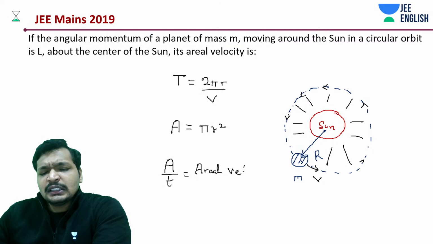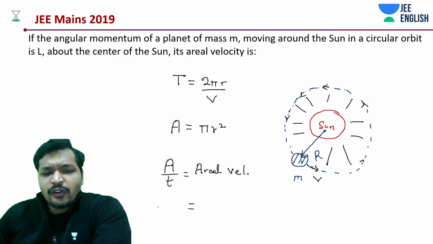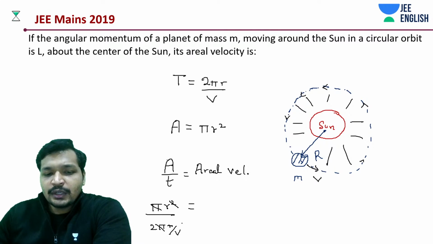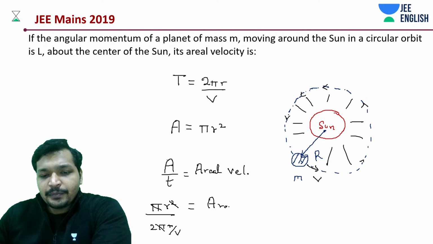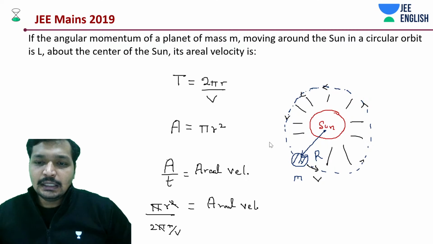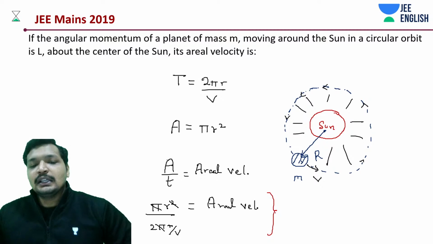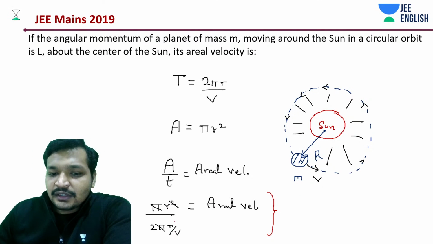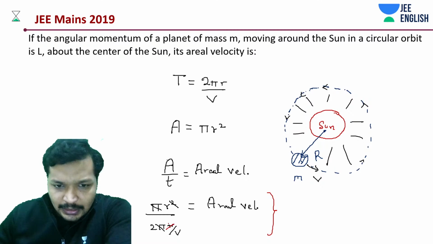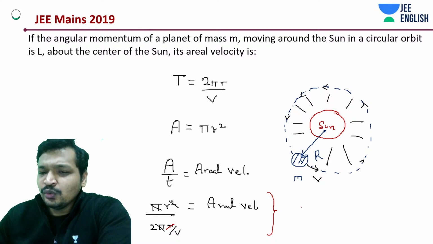But the thing is, you should be knowing this again and again, because it's a very important law, Kepler's law. So pi would get cancelled, r would get cancelled. Finally, if you start calculating the value of A by t, we need to calculate what is the value of A, and what is the value of A by t in this case. We have something like vr by 2.